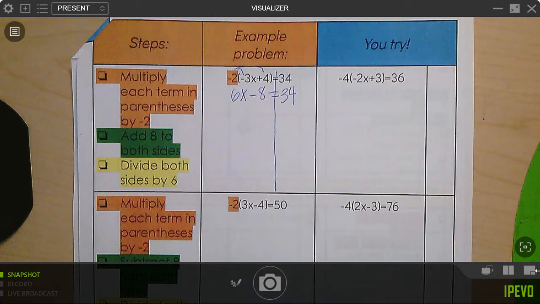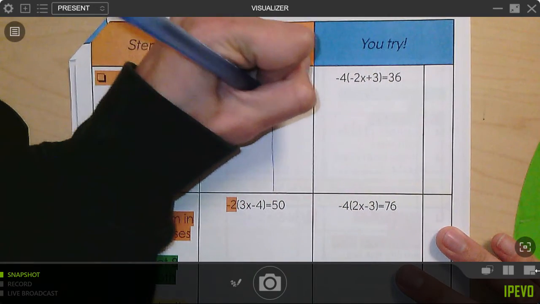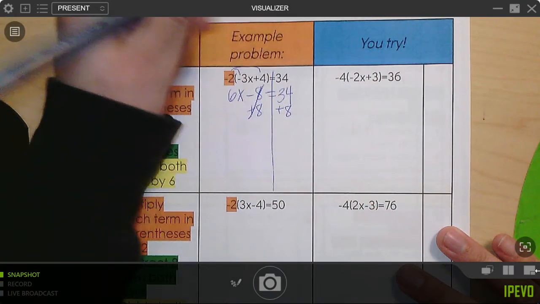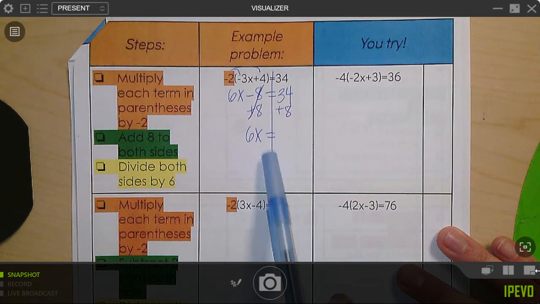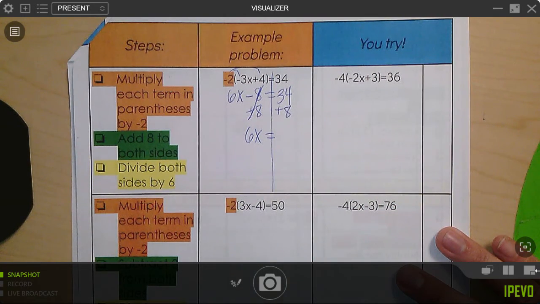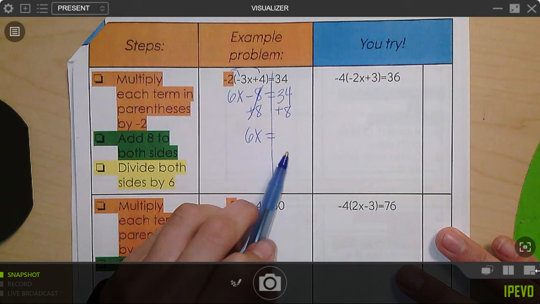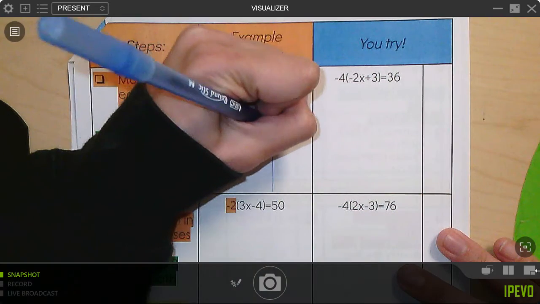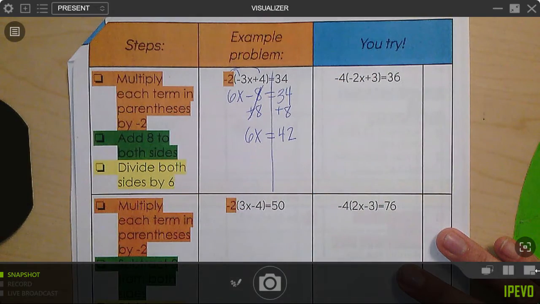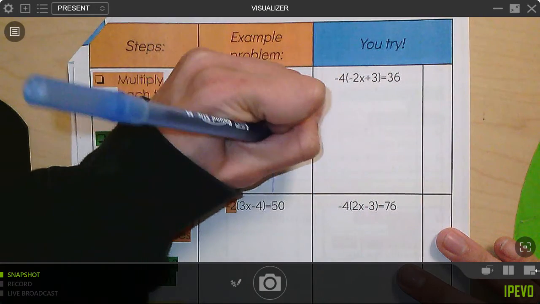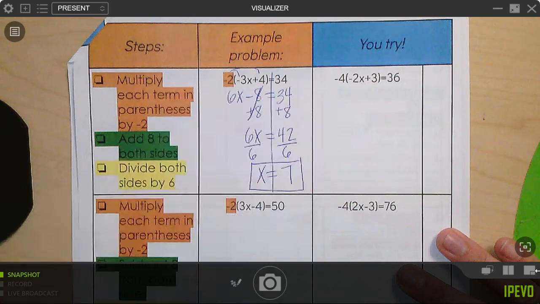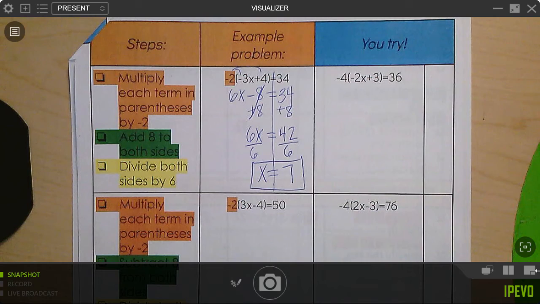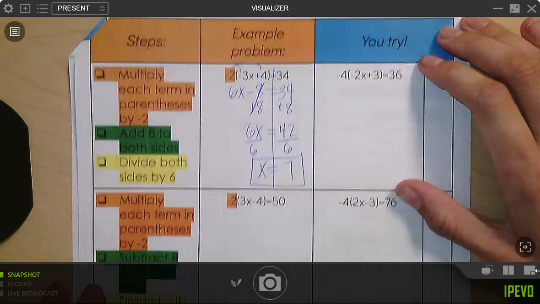Now we are going to add 8 to both sides. So we have 6x equals, remember to keep that equal sign as you're going, because sometimes that gets lost when people are working, and that makes it a lot harder at the end. And then 34 plus 8 is 42. Divide by 6, divide by 6. So x equals 7. All right, next one.